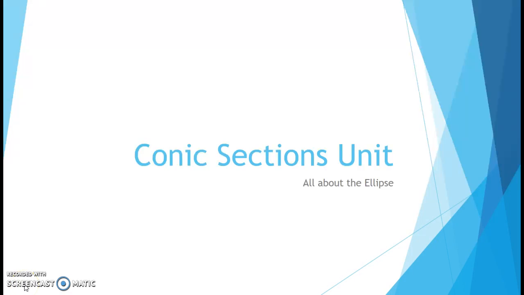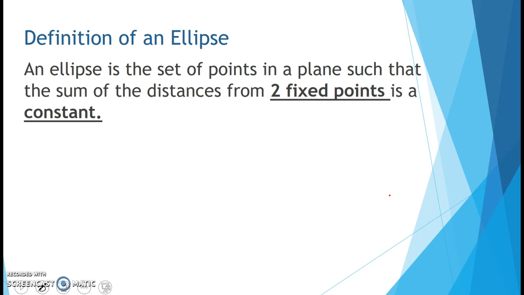So the third assignment in this unit on conic sections is going to be about ellipses. So we're going to learn all about ellipses. We've already talked about parabolas and circles, and so let's start talking about the definition of an ellipse. It's kind of an interesting one.